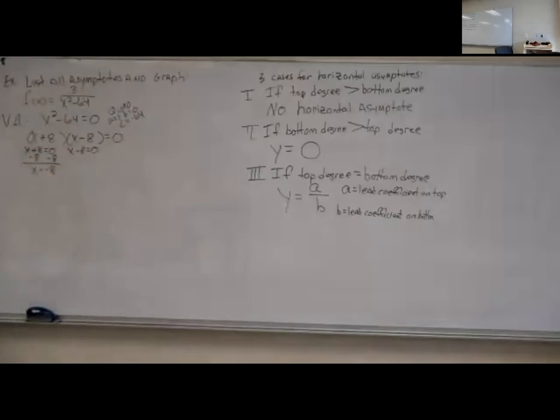So one of my vertical asymptotes is at negative 8. The other one's going to be at a positive 8. Remember, if you hit it with quad right here, it would have spit out 8 and negative 8. So I've got 2 vertical asymptotes. Now I'm going to find a horizontal asymptote.